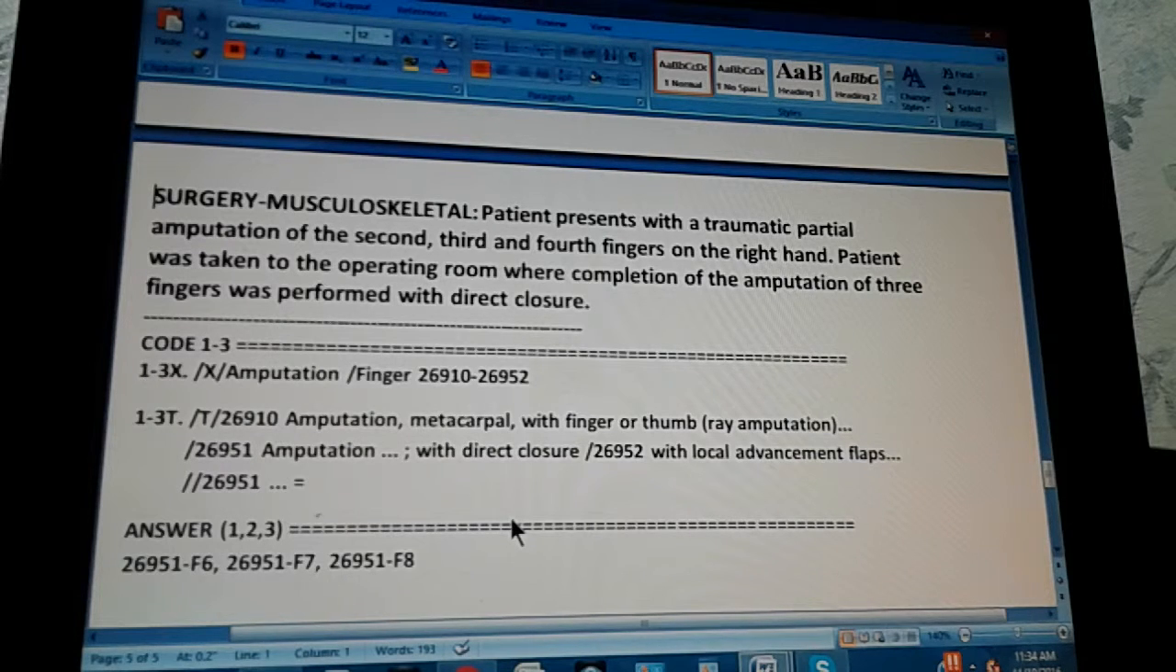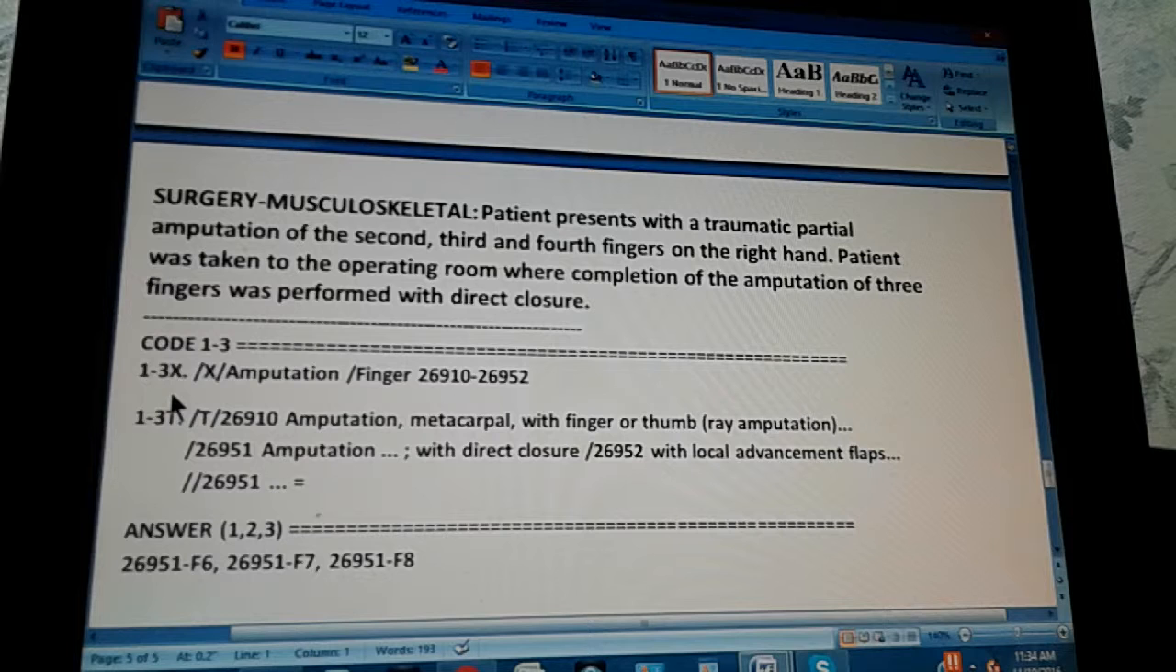It's the surgery section of the CPT code book, the musculoskeletal system. The patient presents with a traumatic partial amputation of the second, third, and fourth fingers of the right hand. The patient was taken to the operating room where completion of the amputation of 3 fingers was performed with direct closure. There are 3 codes.